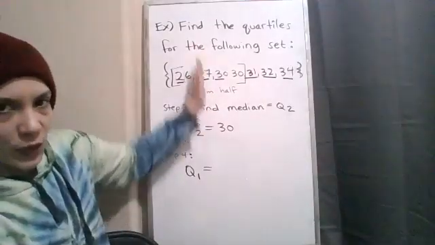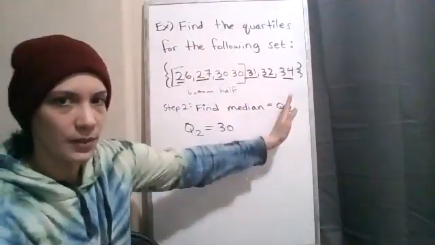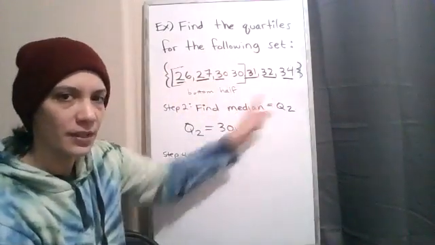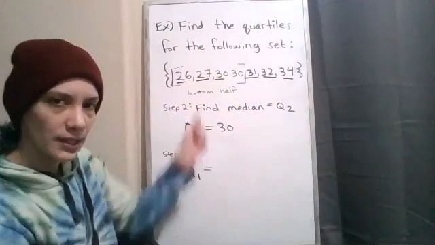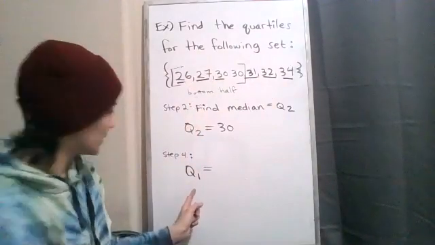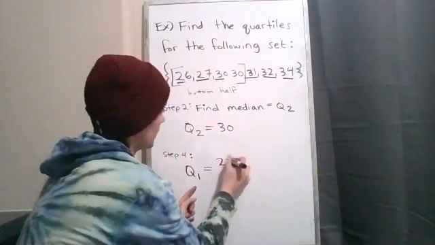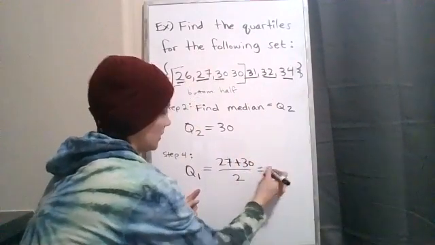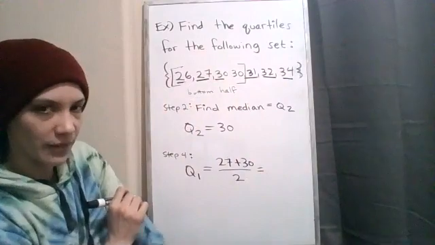By the way, we always have Q1, Q2, Q3, like the 25th, 50th, and 75th percentiles. So this here is Q1, the average of 27 and 30. I have 28.5.